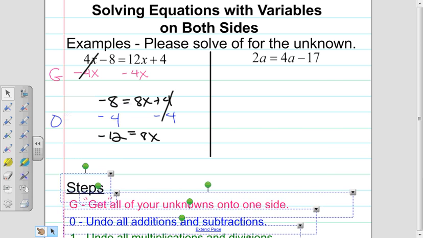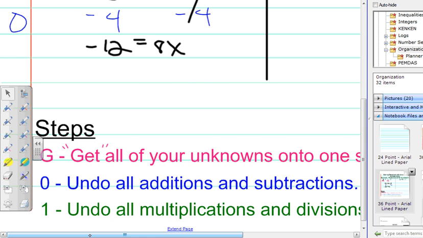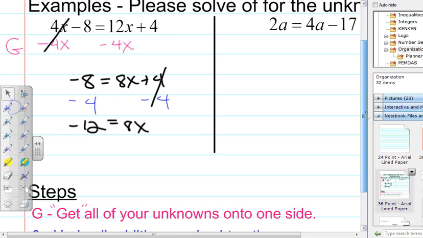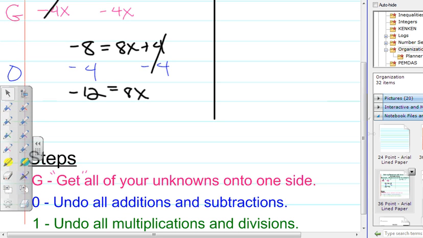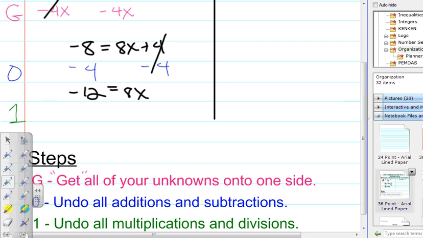Just move my steps down a little bit so I can have a little bit of space. Excuse me, just a little zoom. Okay. And now I'm going to undo all multiplications and divisions, which I talk about with a 1. So it says 8 times x, so now I will undo the multiplication by 8 by dividing by 8. Okay? So now I'll write my answer to negative 12 divided by 8, which is negative 1.5.